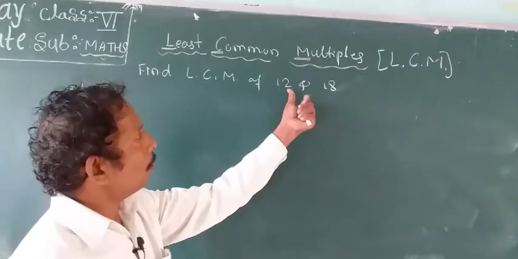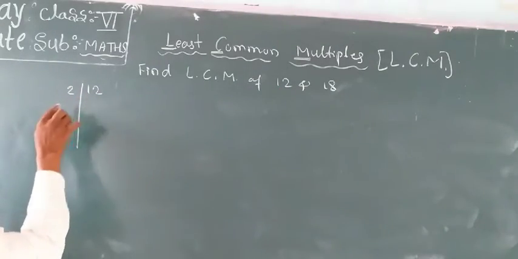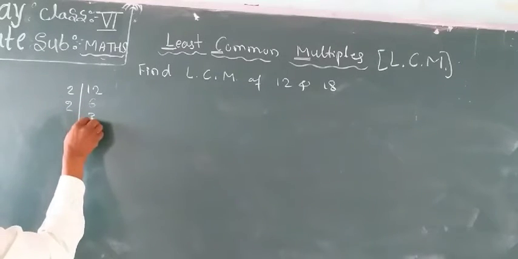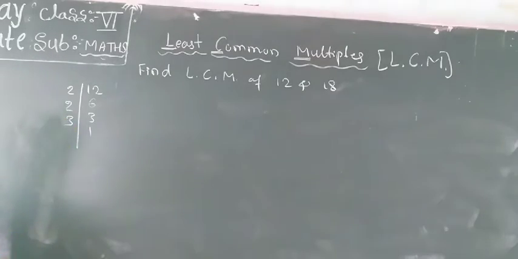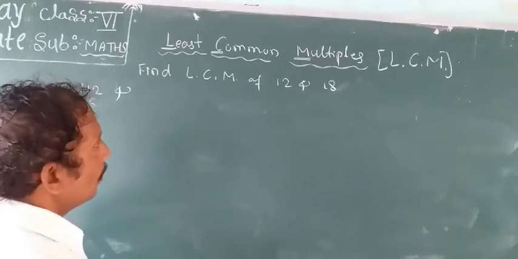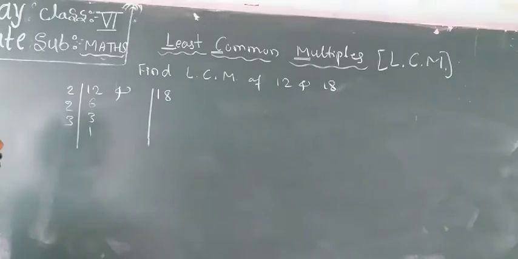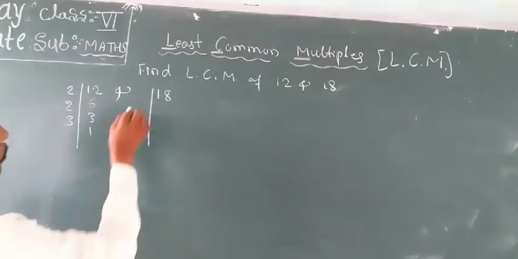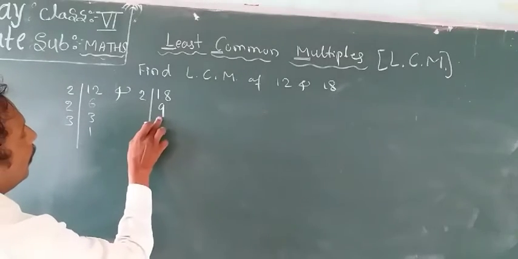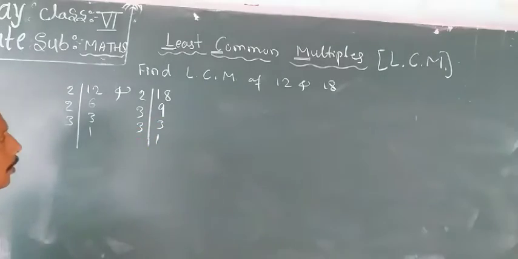The given two numbers are 12 and 18. Take the first number 12. Divide the number 12 by the first prime number 2. 2 6s are 12. Once again 2 3s are 6. Next 3 1s are 3. And one more number, it is 18. Write the given number 18. Divide this number by the first prime number 2. 2 9s are 18. Then dividing 9 by the next prime number 3. 3 3s are 9. 3 1s are 3.